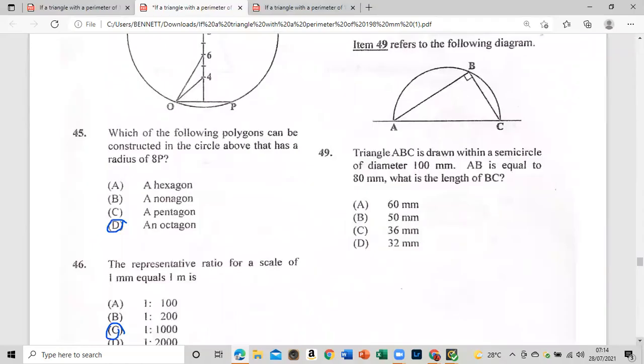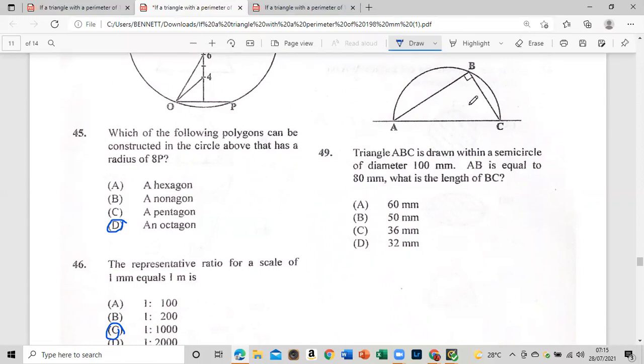49. The triangle ABC is drawn within a semicircle of diameter 100 millimeters. So this right here is 100. Let's put it in. We must put it in. And then the diameter from here to here, that will be the diameter. And they say AB is 80. And we must find the length of BC.